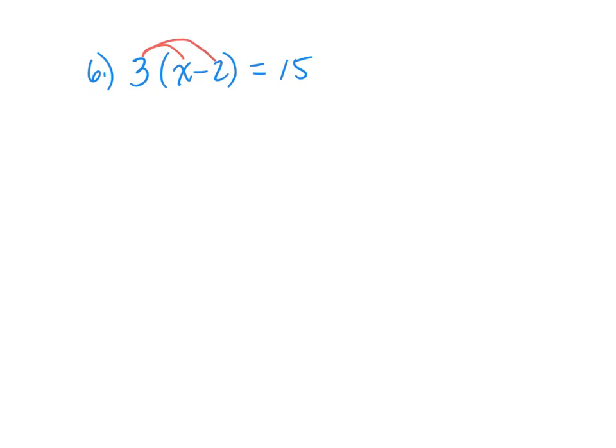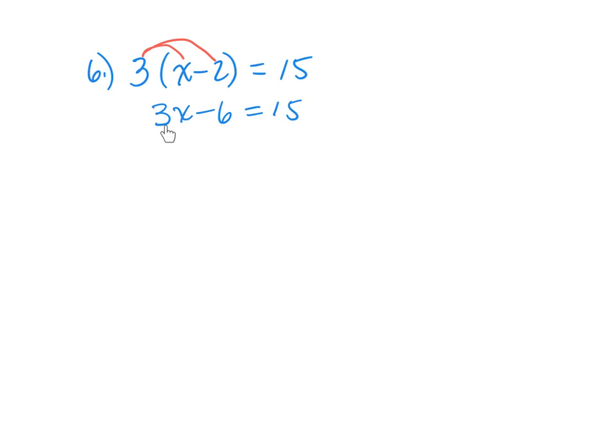Distributing something means you're passing it out. So we're passing out this multiplication to everything on the inside of the parentheses. That will get rid of those parentheses. So then we would have 3x minus 6 on the left is equal to 15. Okay, now that both sides are simplified, now we can start undoing the process of what's happening to x.